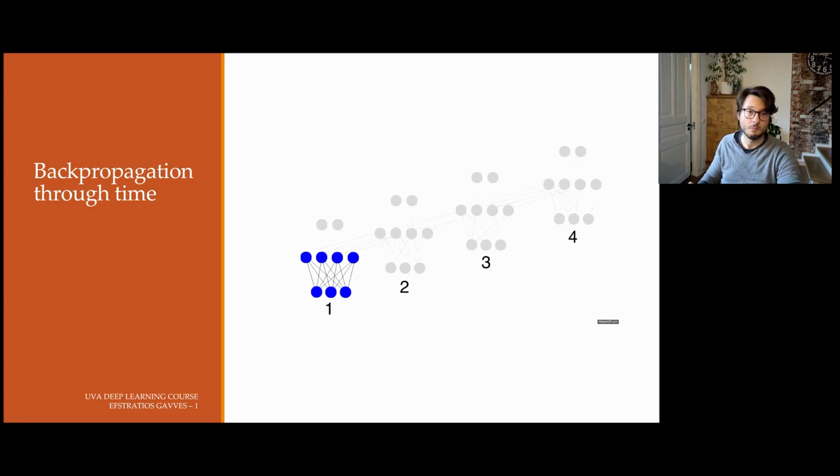Hi. After discussing some inductive bias that we decided to introduce to neural networks such that they can handle sequence, we will now continue with the backpropagation through time. So basically the algorithm for computing gradients in recurrent neural networks.